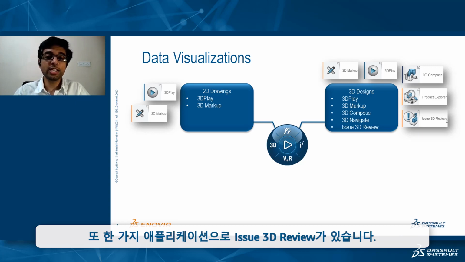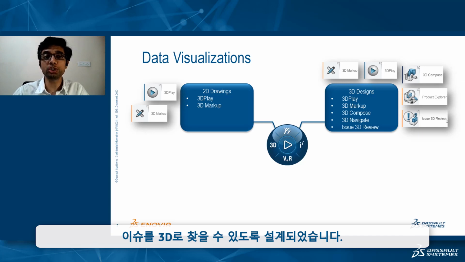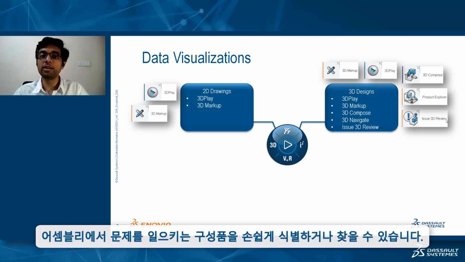Another application is Issue 3D Review. This is specifically designed to locate the issues inside the assembly in 3D. There are different bubbles popping up on the 3D, so you can easily identify or locate which components are having issues in the assembly.